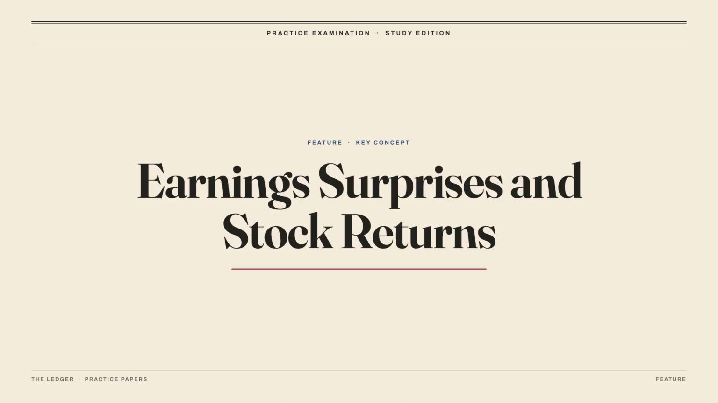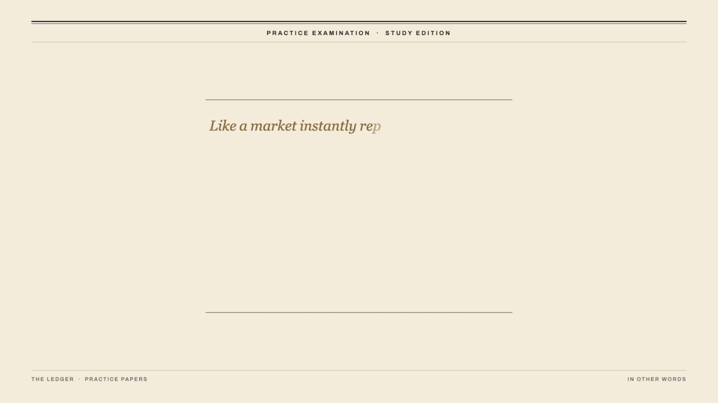When a company beats or misses expectations, its stock tends to move in the same direction, especially right around the announcement. That relationship is real and well documented, but the trap is stretching it too far.